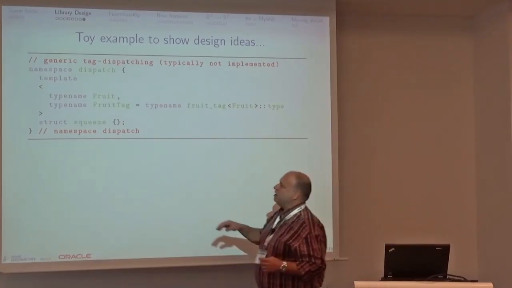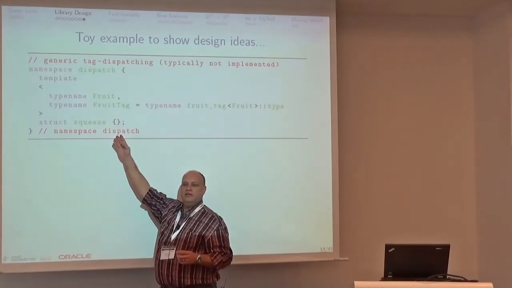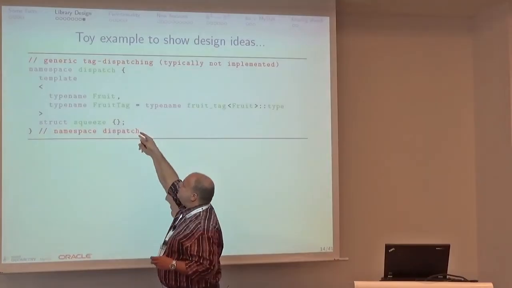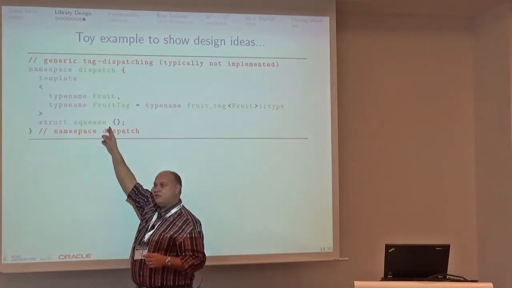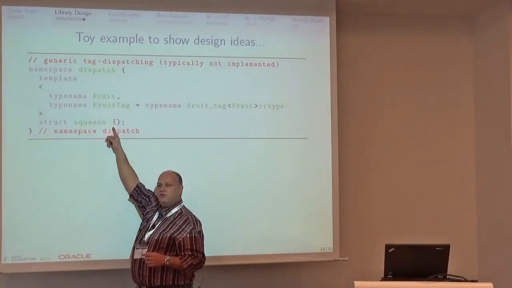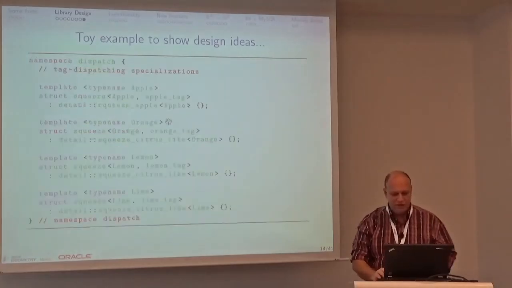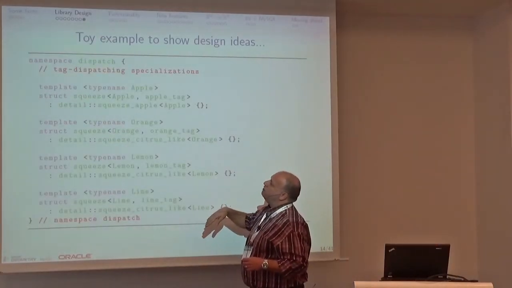What I've done here is that I have a structure that has the same name as the algorithm I want to implement. It's in the dispatch namespace, which means that it's responsible for dispatching. And pay close attention to the fact that this class here has two template parameters. One is the actual fruit and the other is the tag. And here's where I use the tag to do the dispatching. And how do I do that? I do partial specializations of this class.